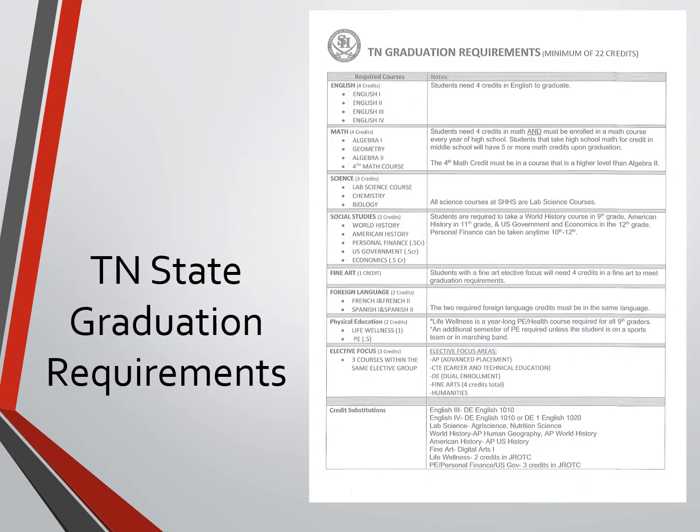In your course request packet, you will see this page that lists the classes needed to get a high school diploma in Tennessee. When you go to pick your classes, keep in mind that you have to have these 22 credits to graduate. On the back of this page, there is a graduation plan worksheet you can use to lay out the courses you want to take in order to graduate.